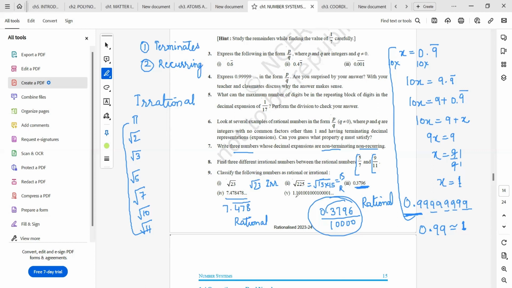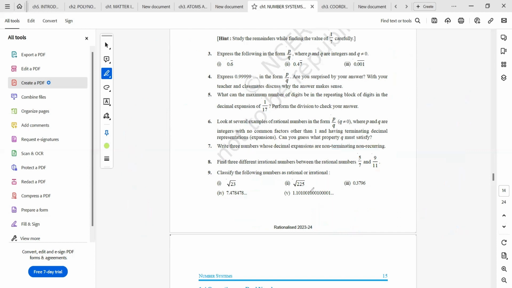Now here you can see the fifth one. Okay, tell me for the fifth one. It is 1.10. Rational or irrational? Irrational, right. Because it doesn't satisfy any of the conditions. First of all, it is not terminating because it is continuing. Second, it is not repeating. So it is not recurring. So not terminating, not recurring. So it is obviously irrational.